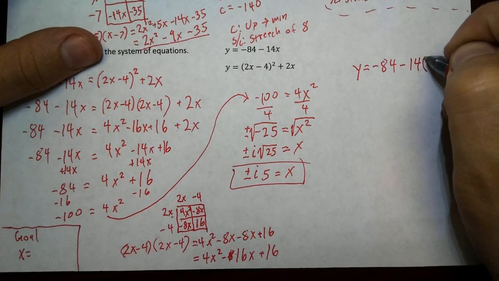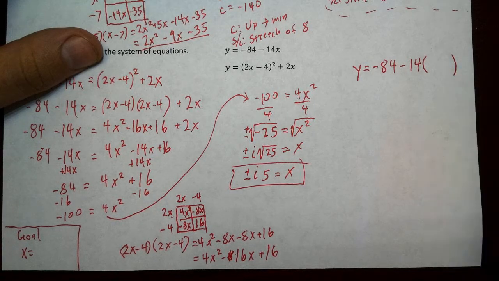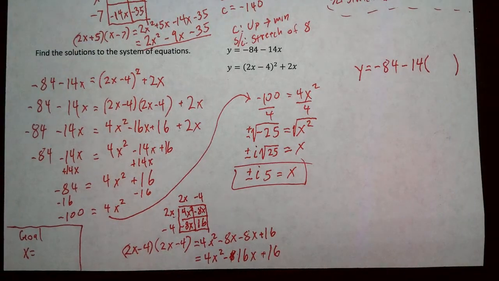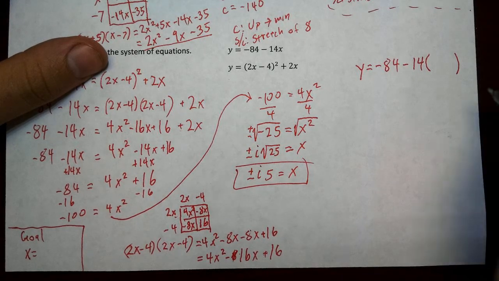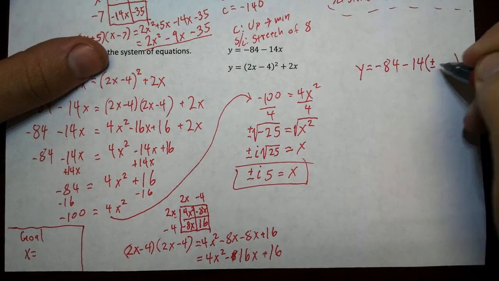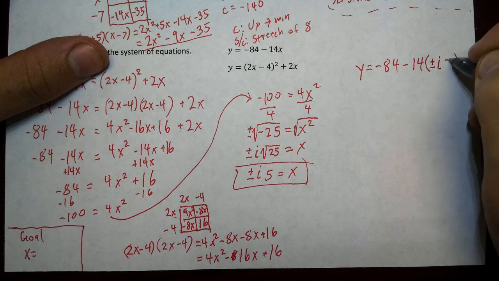Okay, so writing that equation again and leaving my open space for the plus or minus imaginary 5, because that's what x is equal to. So I'm going to write plus or minus imaginary 5.